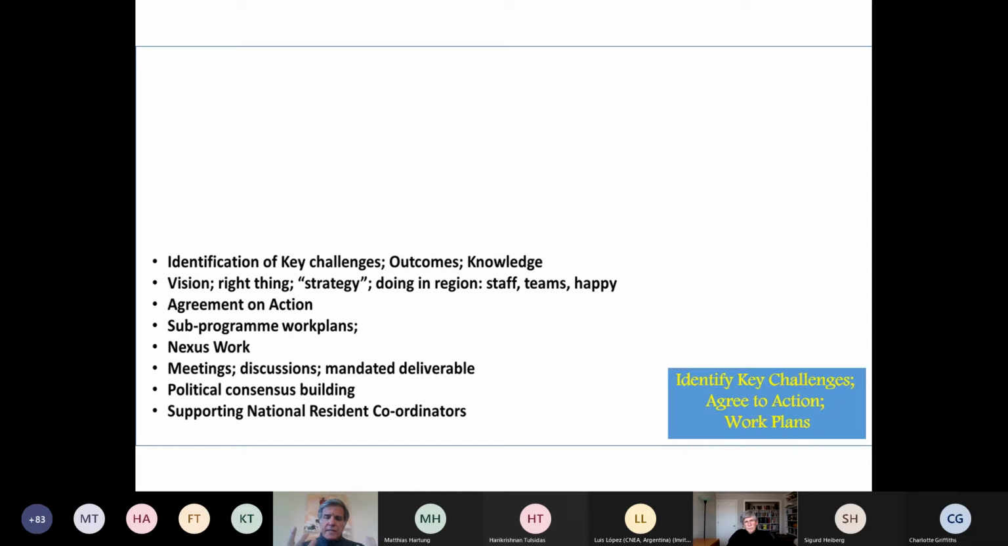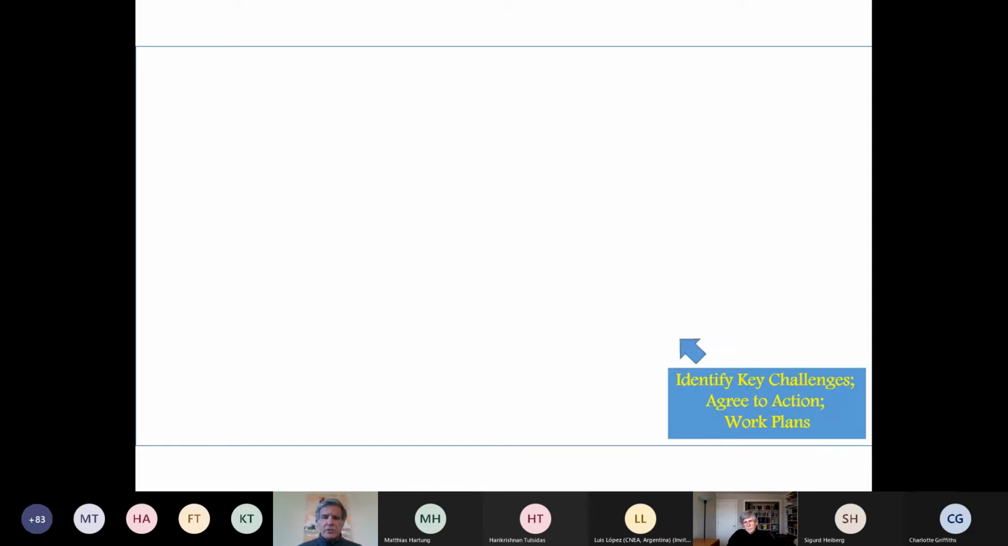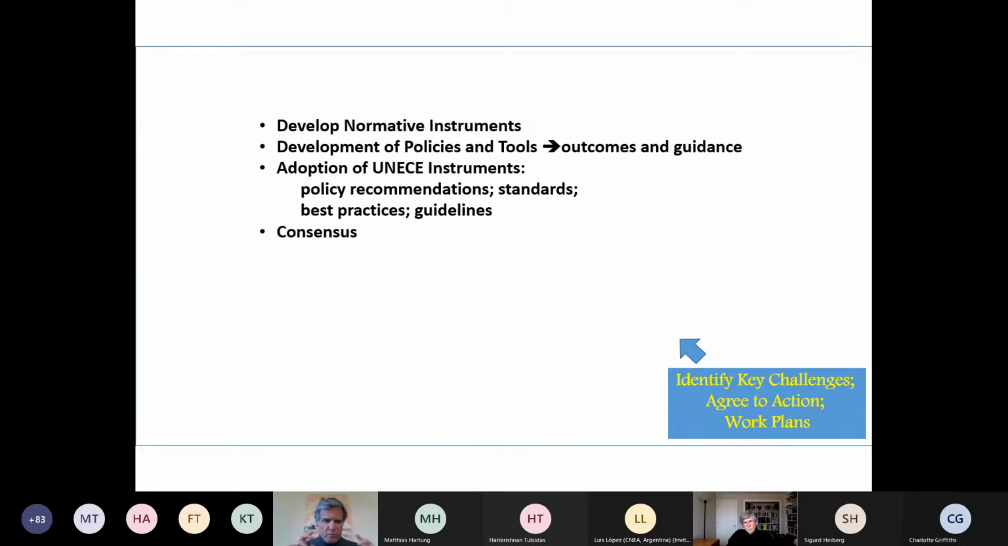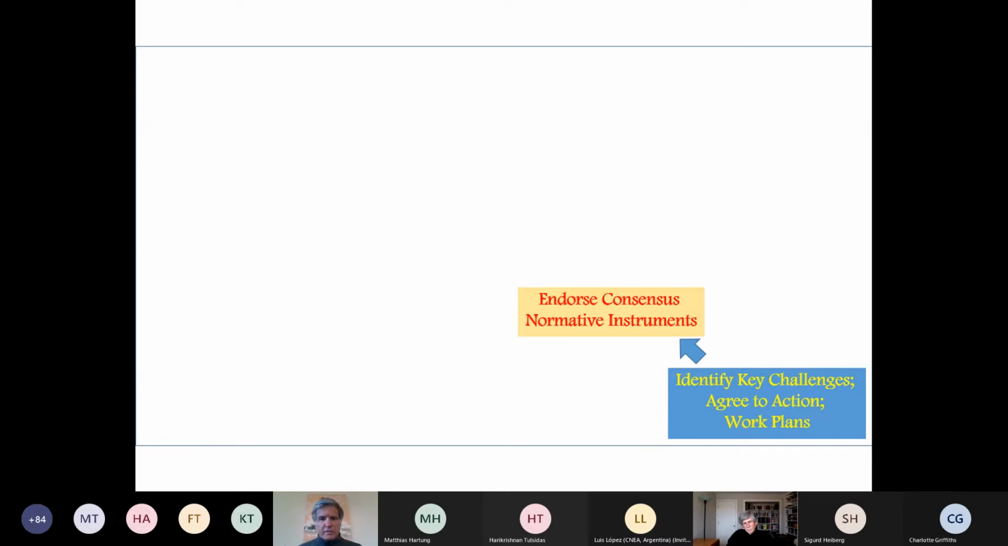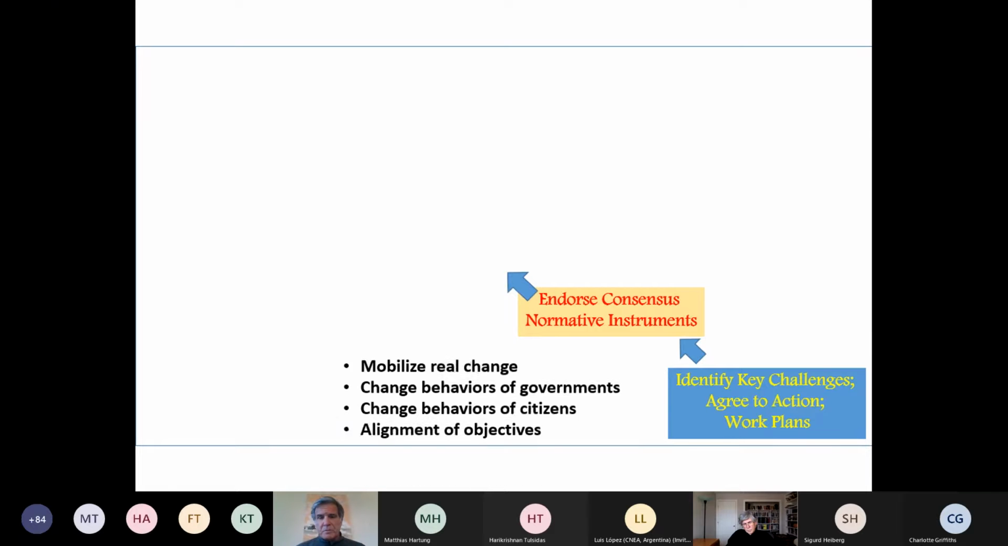You end up getting these challenges identified, you agree to the actions, you have work plans that you can then get on with. UNECE is very much known for developing normative instruments. That's what we do. We develop policies, we develop tools, we go ahead and put them together and get agreement amongst all of the players.